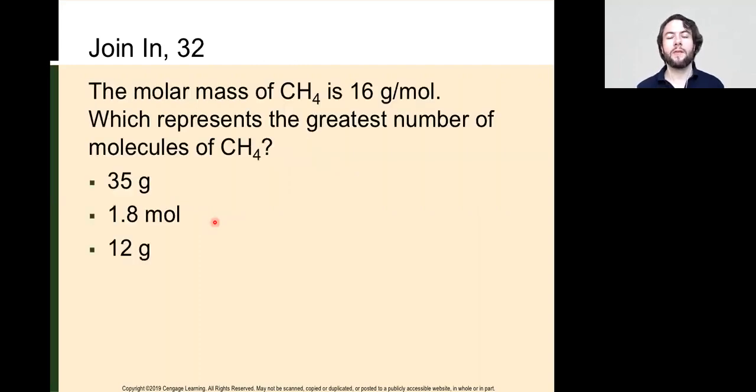So the molar mass of CH4, methane, is 16 grams per mole. That comes from the carbon, which is 12, and the hydrogen, which is 1, but there are 4 of them. So 4 times 1 is 4, plus 12 is 16.